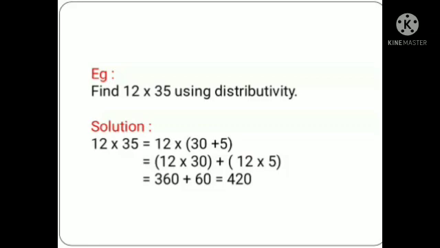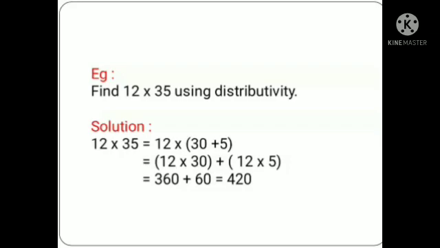Next example, find 12 into 35 using distributive property. Here we have to multiply 12 into 35 using the distributive law. So first we will split 35 into 30 plus 5. So 12 into 35 equals 12 into (30 plus 5). According to the distributive law, we can split it as 12 into 30 plus 12 into 5. 12 into 30 equals 360. 12 into 5 equals 60. So 360 plus 60 equals 420. So 420 is the answer.